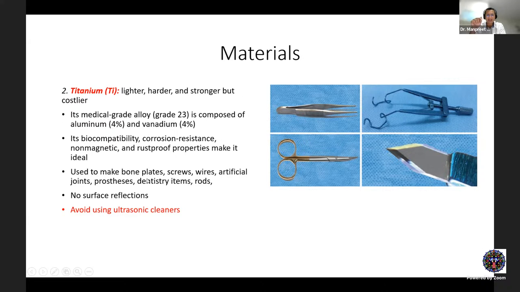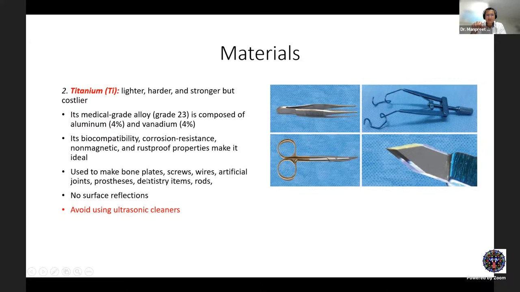And moreover, during surgery, you might have observed some surface reflections, which is sometimes very bothersome to the operating surgeon or assistant. Titanium doesn't reflect. But remember this thing, I'll be talking about it in the second part of the webinar, the day after.